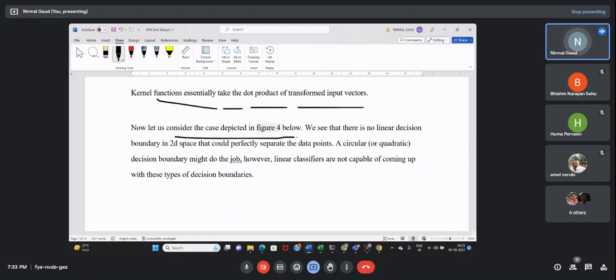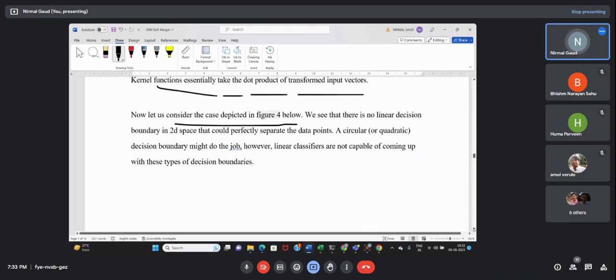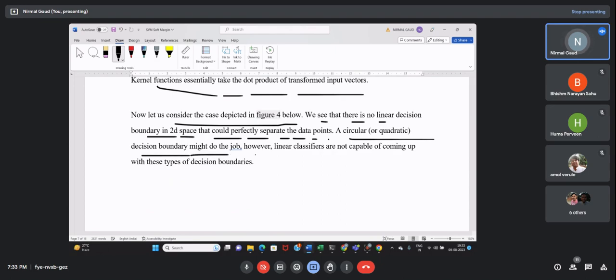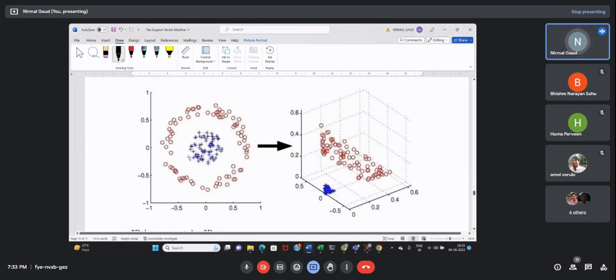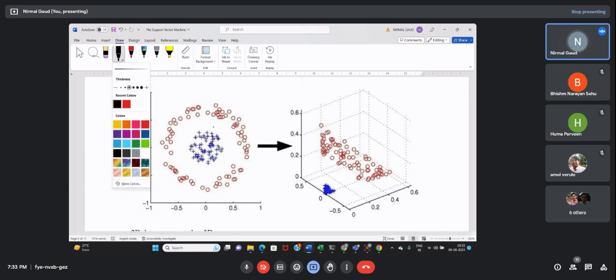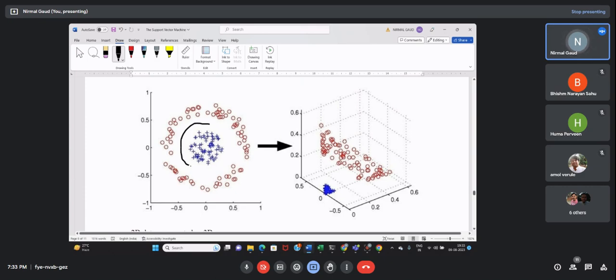Now let us consider a case. Because the question came, sir, we want some help, some good way to understand. We see that there is no linear decision boundary in 2D space that could perfectly separate the data points. A circular or quadratic decision boundary can do the job. We have already seen this in this problem statement also. For example, if your data points are present like this, I can't separate it linearly. So can I make a circular boundary? If I can make a circular boundary, then these red and blue points can be separated. So how will the circular boundary be made?